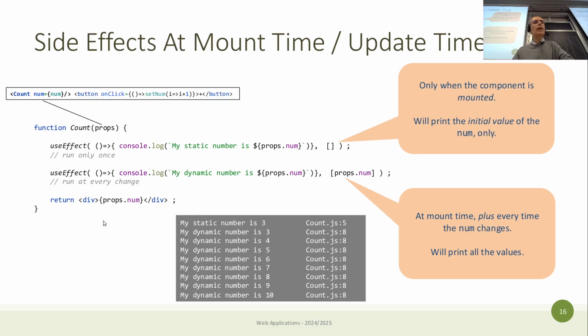Okay. First time the Count is rendered, my static number is, and my dynamic number is. And then the first side effect is not run anymore because you have an empty array. Okay.